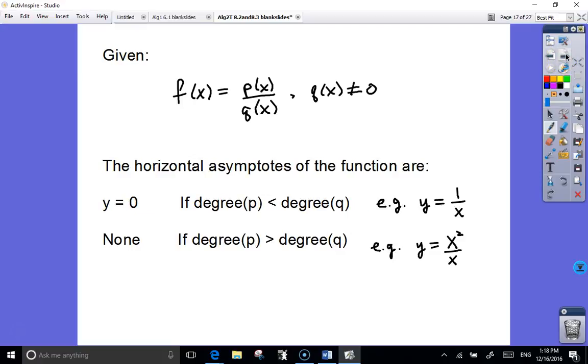Now, for horizontal asymptotes, there's actually 3 rules, right? And the rules depend on the degrees of the numerator and the denominator. Do you remember, what do we mean by the degree of a function? The highest power of x, right? So the first rule is here, number 1. If the degree of p, which is the numerator, is less than the degree of q, which is the denominator, then you have an asymptote at y equals 0.